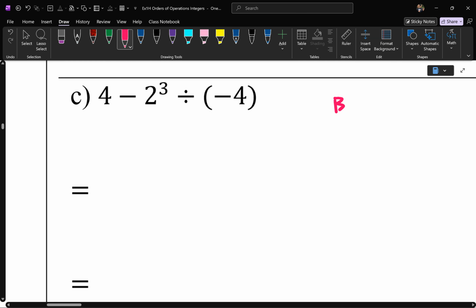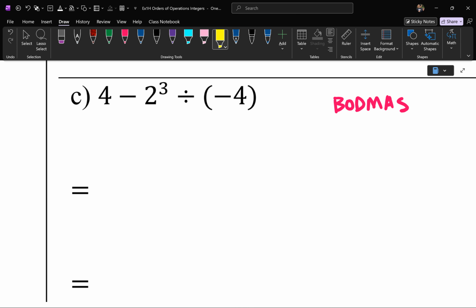BODMAS. What comes first? Brackets. So here we go. I highlight the brackets. Inside the brackets, what do I have? -4. And there's nothing else to do. So you write down what you see. -4. That's the first thing I do. So I got a -4.